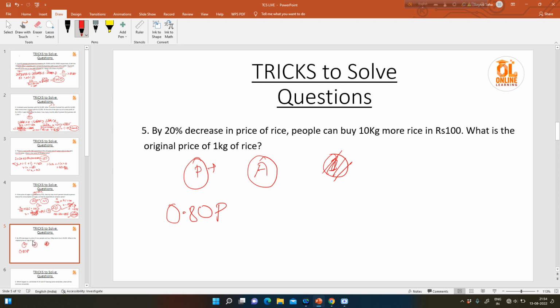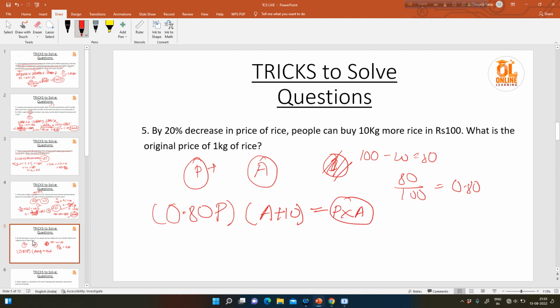Why? Because 20%, okay, 100 minus 20 is 80. So for a 20% decrease, it is 80 by 100. What is 80 by 100? It is 0.80, right? So 0.80p into a percent, people can buy 10 kg more rice. So it would be a plus 10. It would be equal to p into a, because this was the original or the initial price and the initial amount of rice, right? So p and p would be cut.